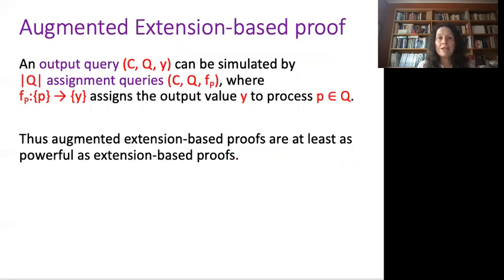An output query can be simulated by a finite set of assignment queries. Instead of asking whether there is a finite sequence of steps by processes in Q starting from C, in which one of them outputs the value Y, the prover can ask for each process P in Q whether there is a finite sequence of steps by processes in Q starting from C, in which process P outputs the value Y. Thus, augmented extension-based proofs are at least as powerful as extension-based proofs.